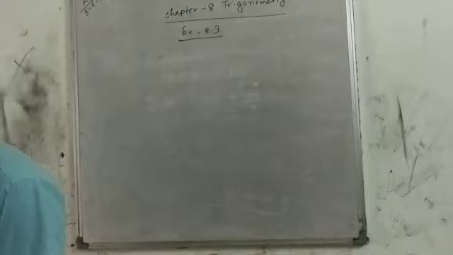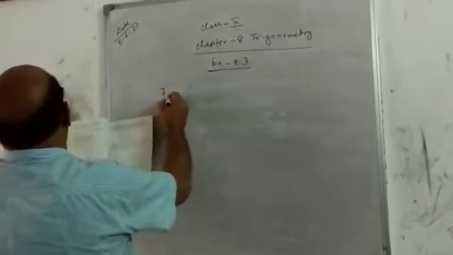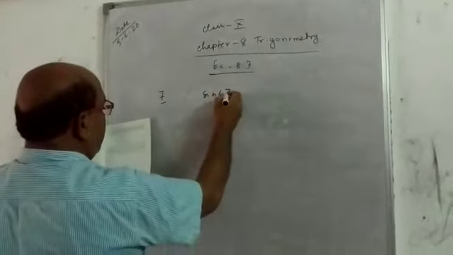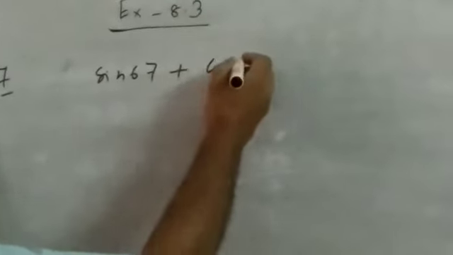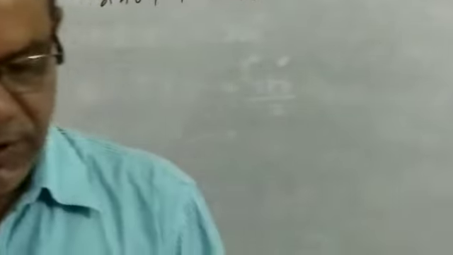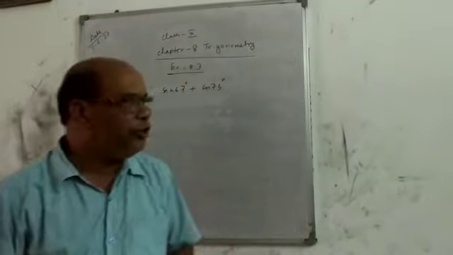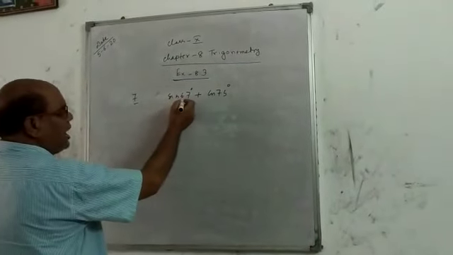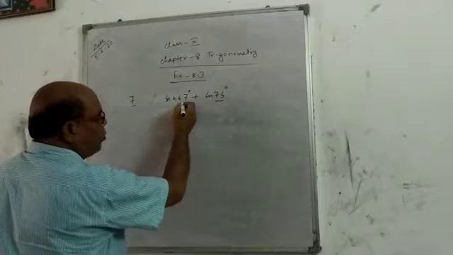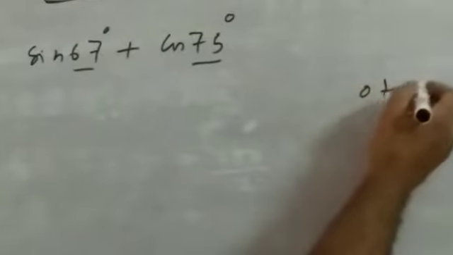So here number 7, we have been given a relation. Sine 67 plus cos 75 degree. The question is to express this sine 67 plus cos 75 in terms of trigonometric ratios of angle between 0 and 45. Now you see that the angles 67 and 75 are more than 45. Now we have to change these angles to between 0 and 45.